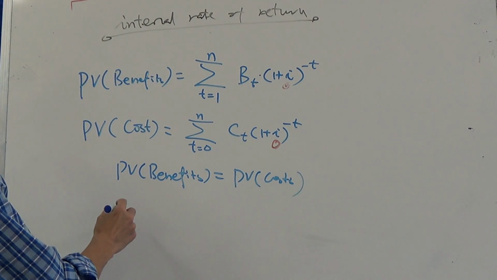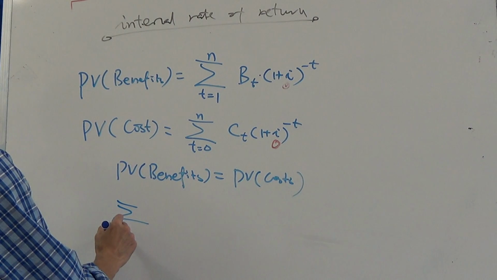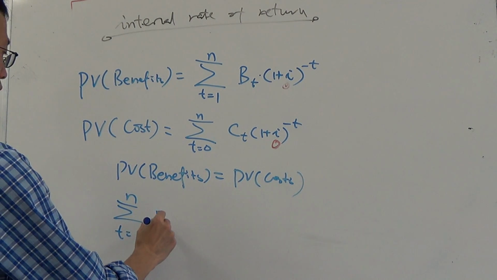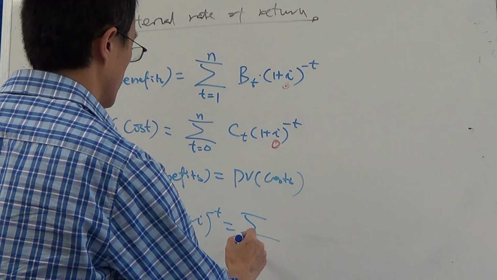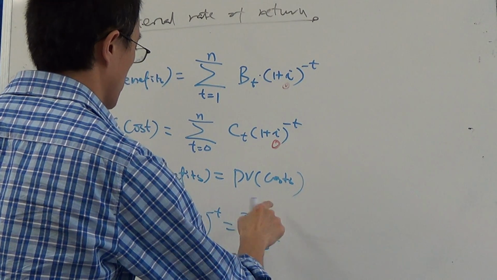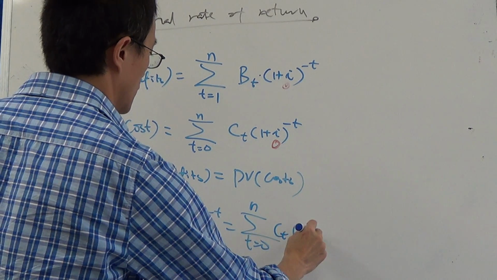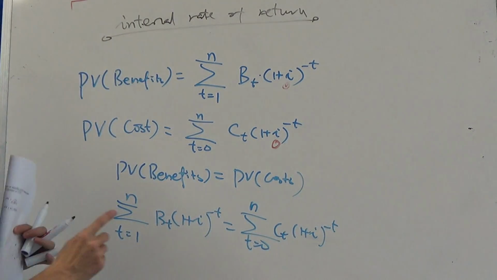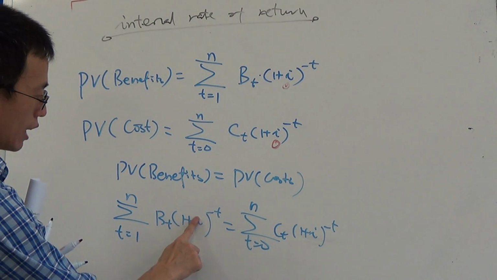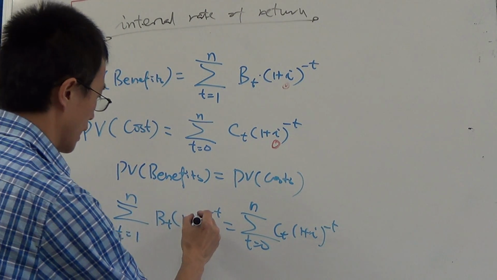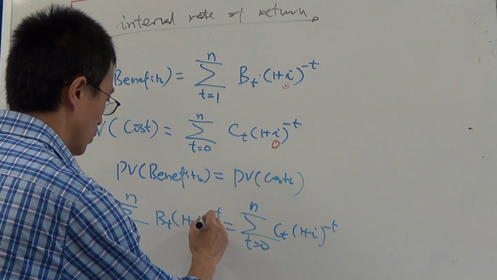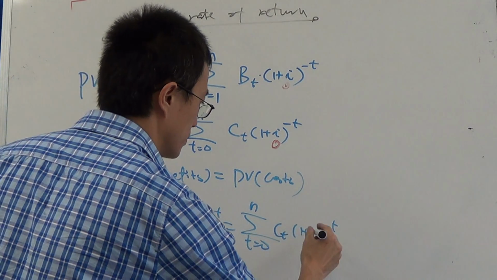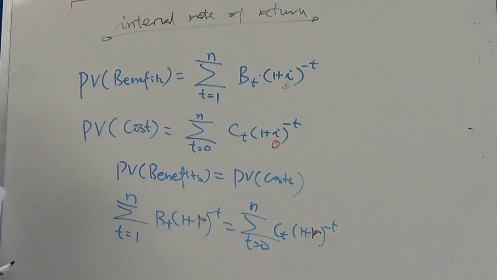Or this equation is equal to this equation, present value of cost. And this, I'm going to change I to R, such that we call this the internal rate of return. Okay, internal rate of return.